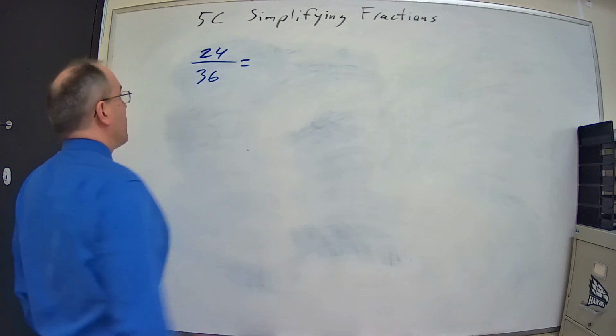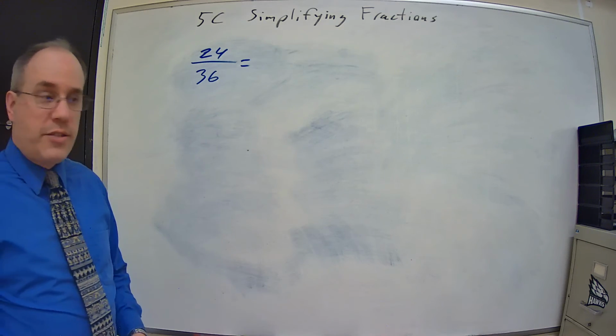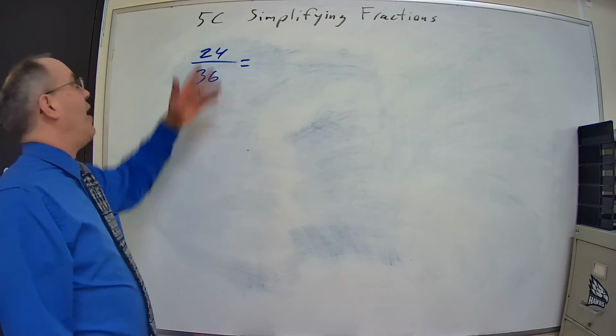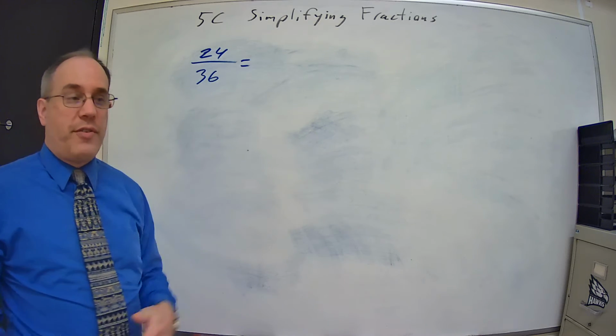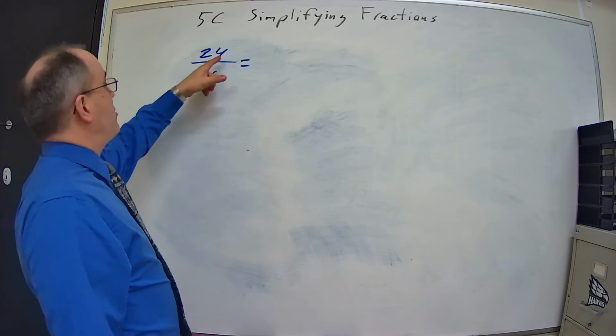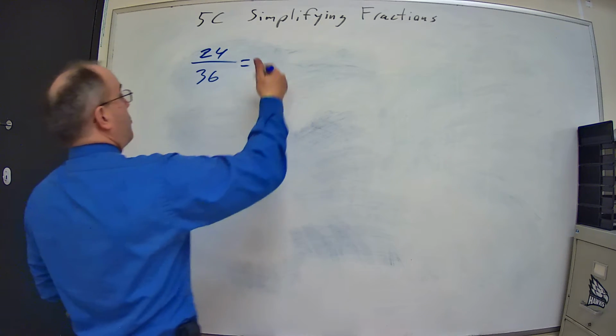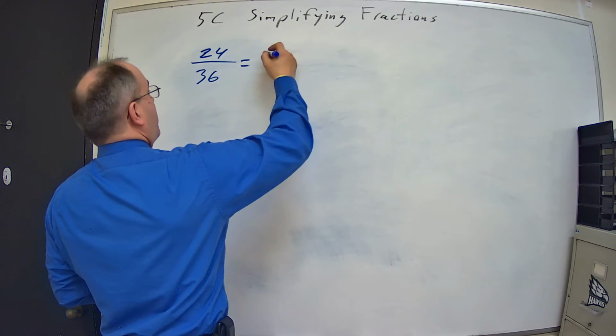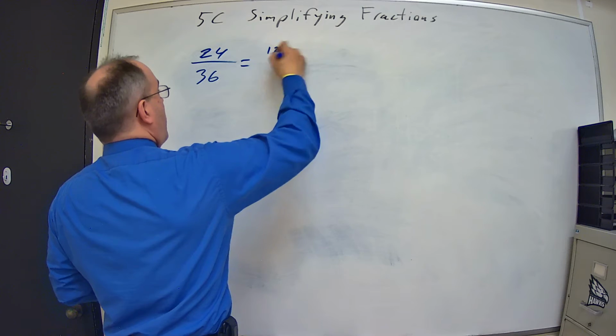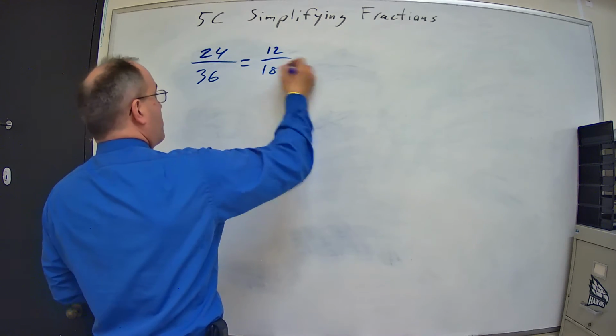Take 24/36. Some of us may look at this and go, oh, I know what that is. Others of us, maybe not. So let's look at it. What can I do? I can pull them out a piece at a time. I can say they're both divisible by 2. 24 divided by 2 gives me 12. 36 divided by 2 gives me 18.